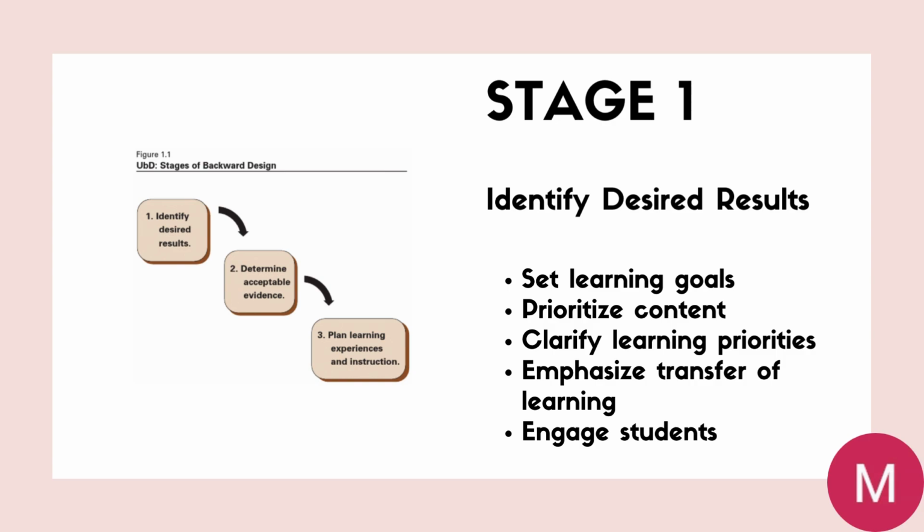So it's important to set learning goals by reviewing content standards, whether that's national, state, or district, and curriculum expectations. These are prioritized content due to limited instruction time and selecting the most important topics. Next, you clarify learning priorities based on long term performance goals, focusing on what students should be able to do within their learning in various contexts.